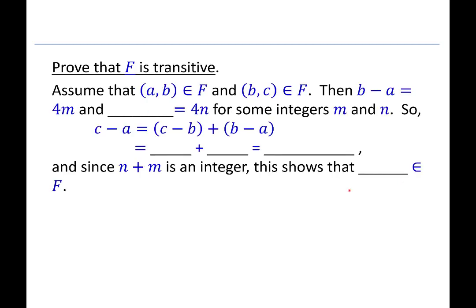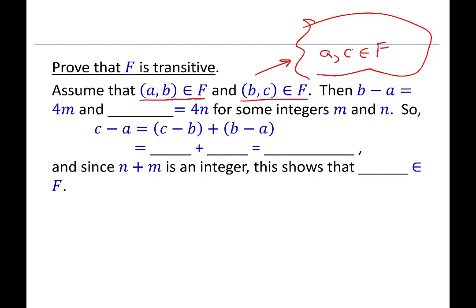And lastly, transitive. As before, pause the video if you need to, and then start it up again when you're ready to check your work. Here we go. The hypothesis for transitive is assuming that (a, b) is in the relation and (b, c) is in the relation, and my goal, in the back of my head, is to show that (a, c) is in the relation also.